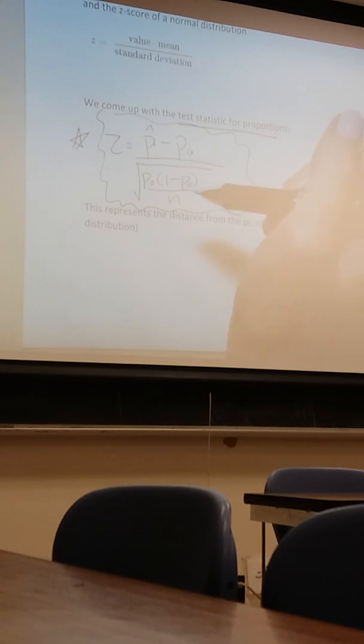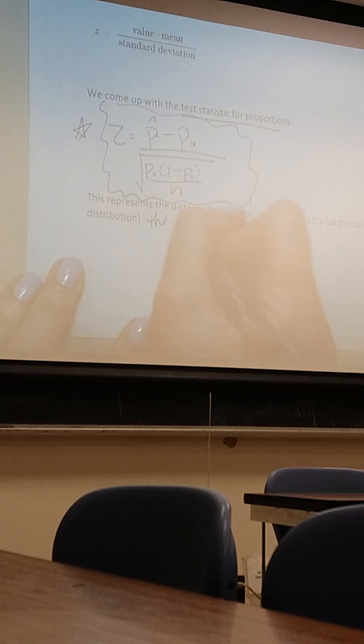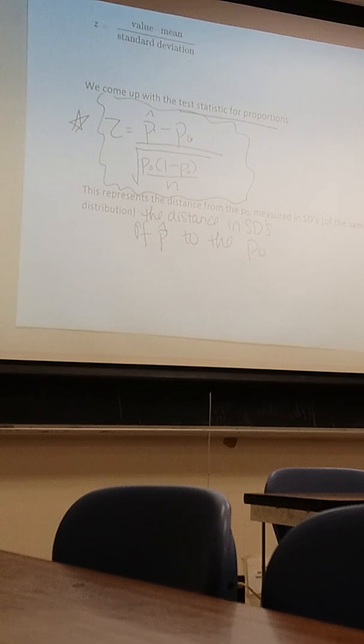Once we know all of that, this is just a very careful plugging into our calculator. What this tells me is the distance, in standard deviations, of the sample proportion to the null proportion. So we're going to get a test statistic out, and this is the same thing we were finding with those z-scores. When we got a z-score of 2.5, that meant our number was 2.5 standard deviations above the mean. It's the same idea here. If I get a test statistic of 2.5, that means sample p is 2.5 standard deviations above p null.